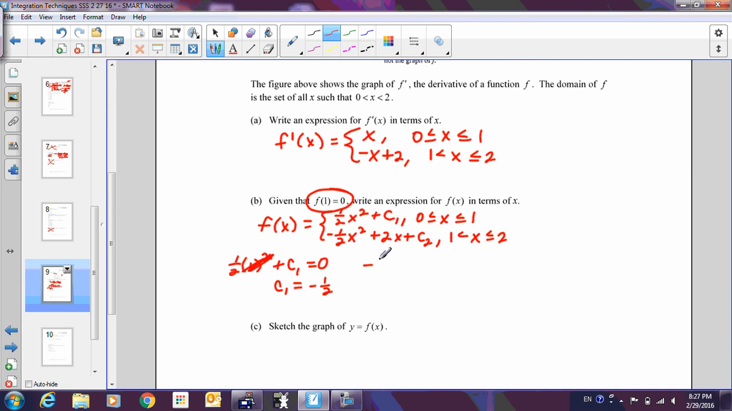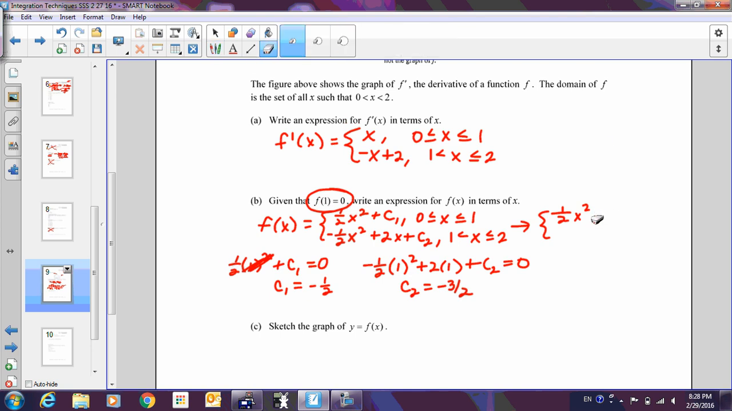All right, so now we do the other piece. Negative 1/2, again, times 1 squared plus 2 times 1 plus c sub 2. That also should equal 0. So all of this over here ends up being 3/2. So c sub 2 should be negative 3/2. All right, so what we end up having is, just writing my final answer here.